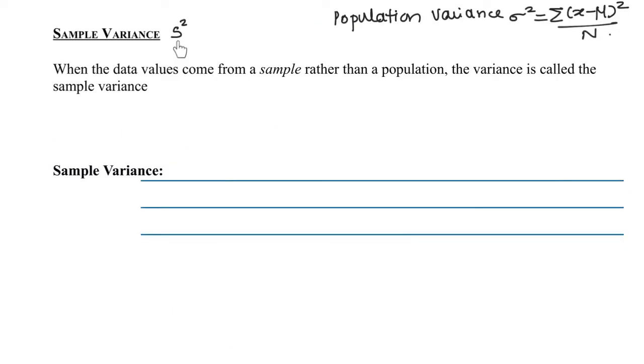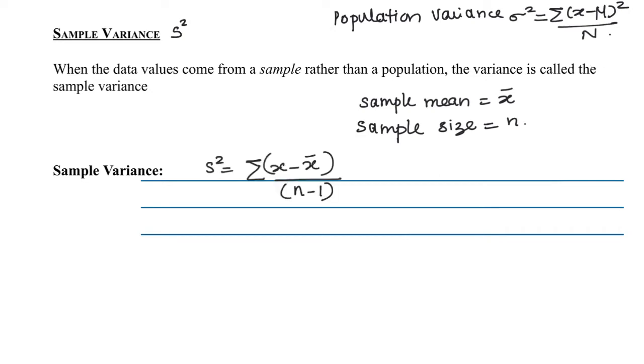Next is sample variance S square. When the data values come from a sample rather than a population, the variance is called the sample variance. Population variance we use sigma square, but for sample variance we are using S square. And the formulas are almost the same. Instead of mu, we will use the sample mean x bar. If the sample size is n, we will replace the capital N by n minus 1. Then the formula will become x minus x bar. So we replace this mu by x bar and replace this N by n minus 1.